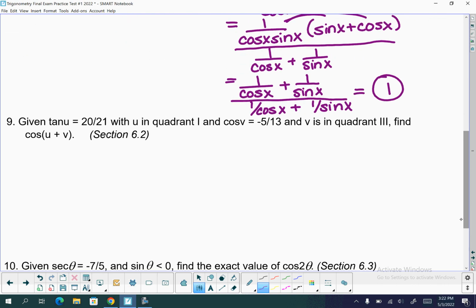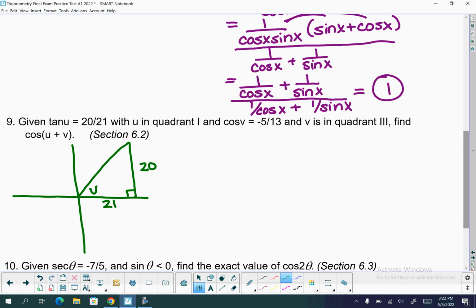Number 9, given that tangent of u is 20 over 21 and u is in quadrant 1, cosine of v is negative 5/13 and v is in quadrant 3, find the cosine of u plus v. Okay, I'm going to draw my reference triangles. U is in quadrant 1, and its tangent, opposite over adjacent, is 20 over 21.